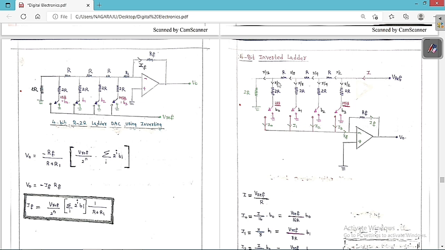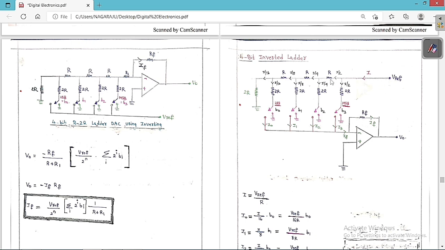This is the last concept regarding the R2R ladder DAC circuit. In the normal ladder we studied the non-inverting amplifier as well as the inverting amplifier, and this last case is called the inverted ladder. You can see clearly this is the 4-bit inverted ladder. Now this is the circuit that we are going to see here.